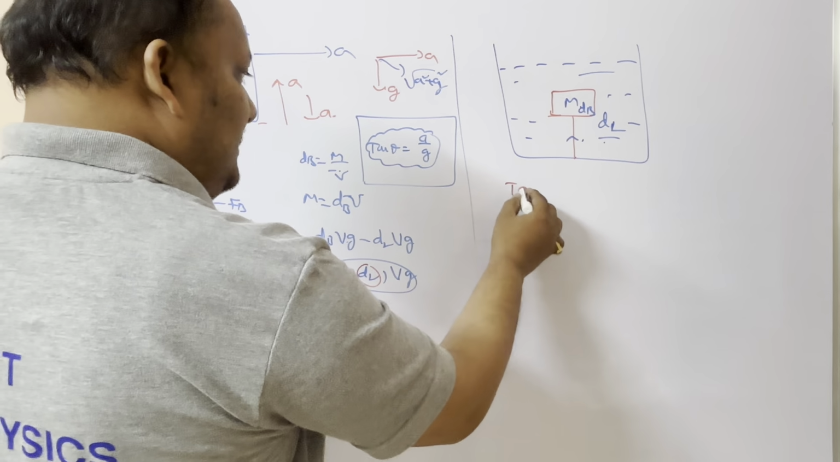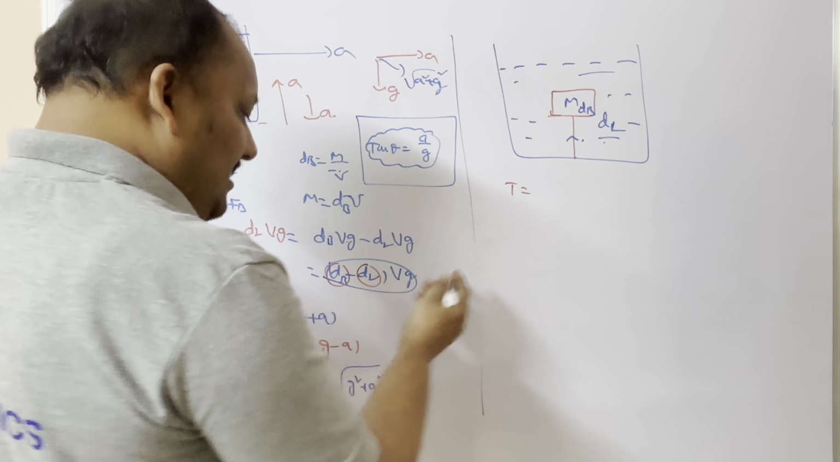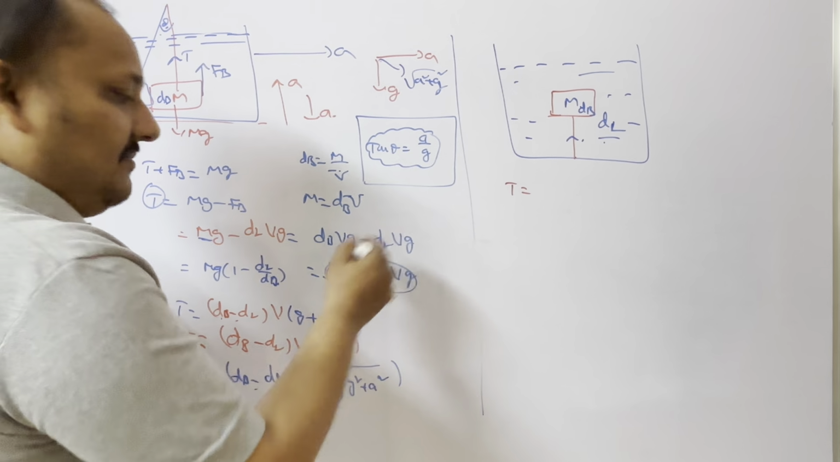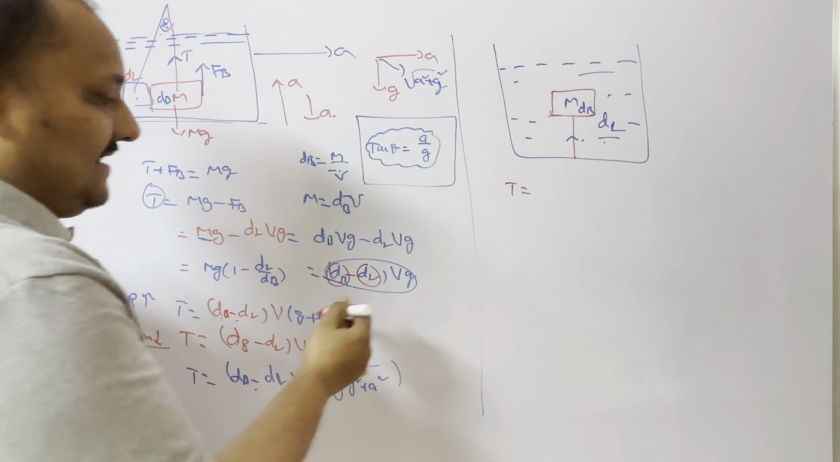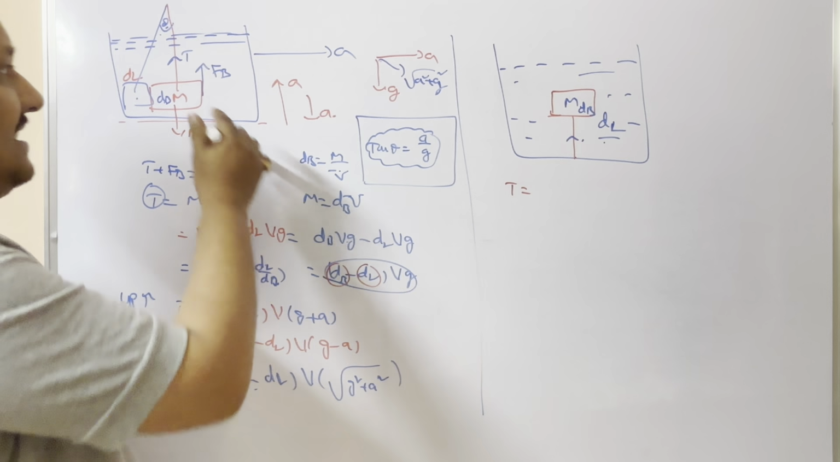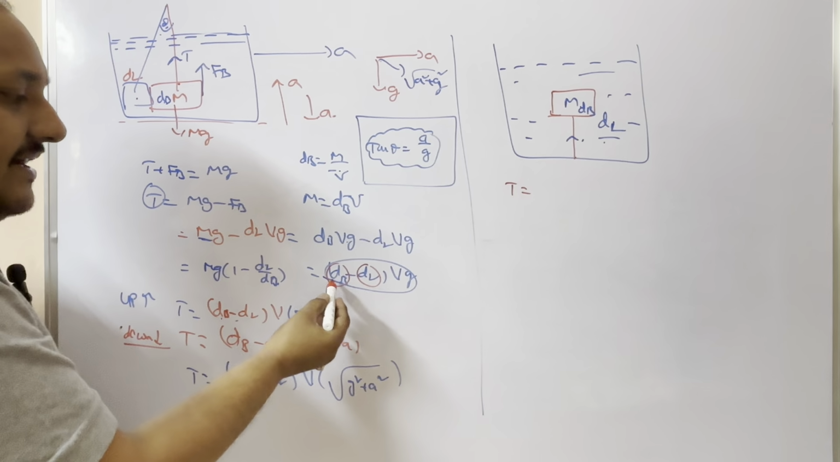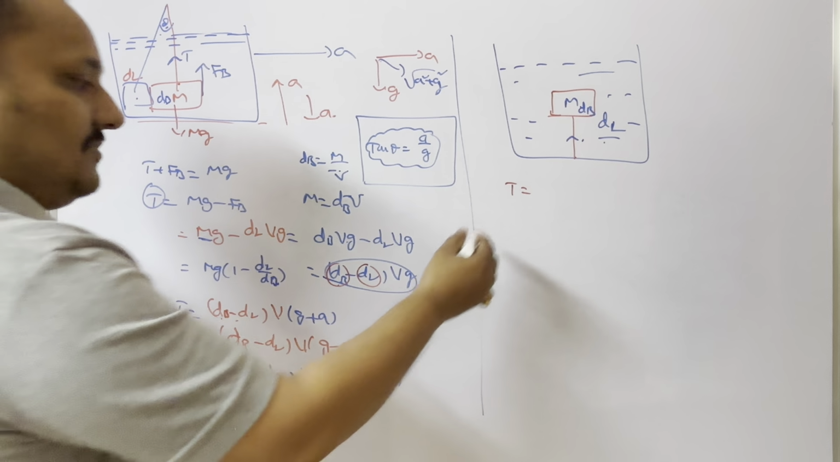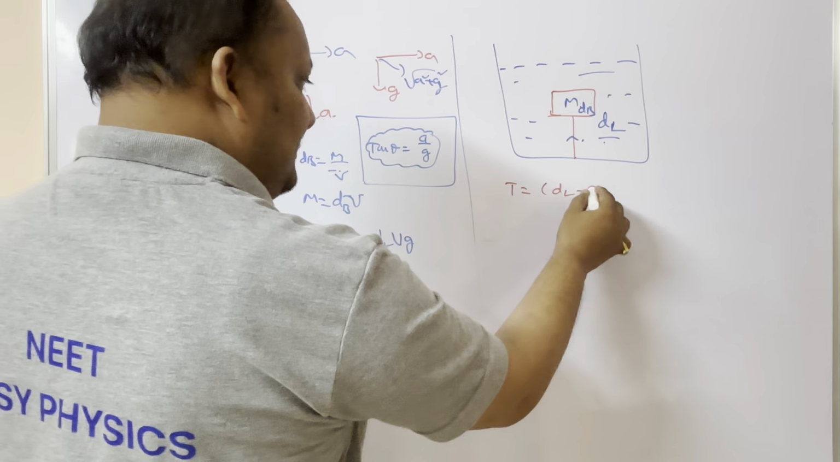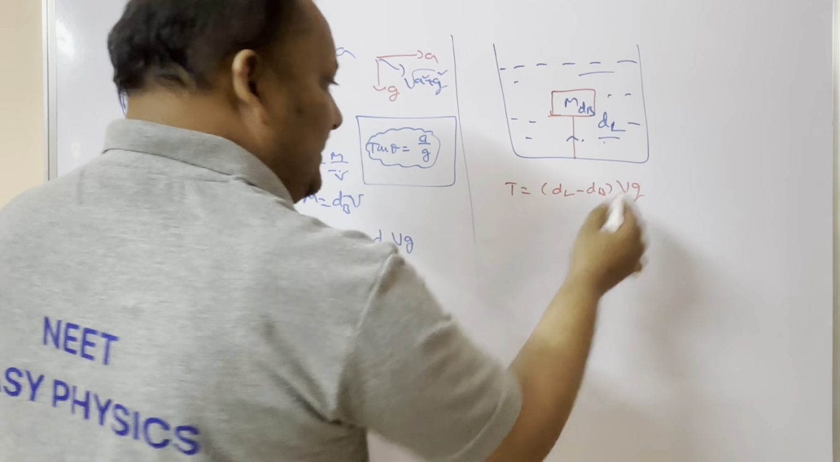So derivation is not required. Directly we can write. If you write the same equation also, no problem. You will just get an extra negative sign. That's all. Getting a negative sign means the tensional force is going to be reversed. So that reversal you get in the form of a negative sign. But generally we will write it like this: (dl minus db) Vg.